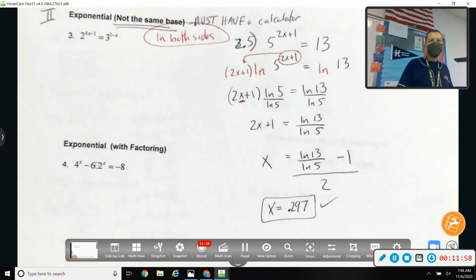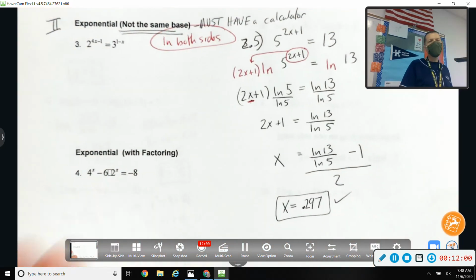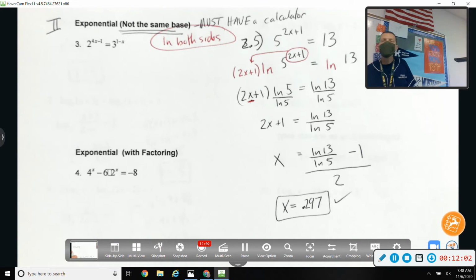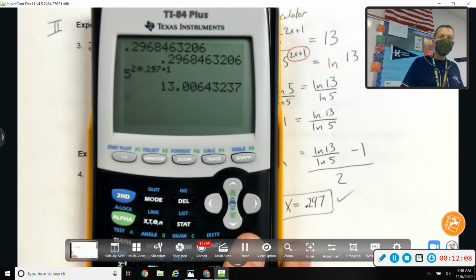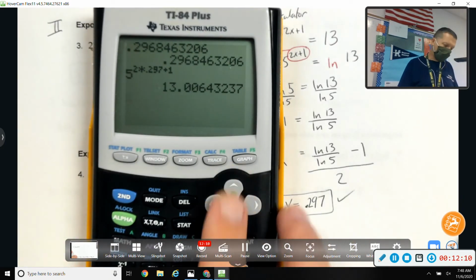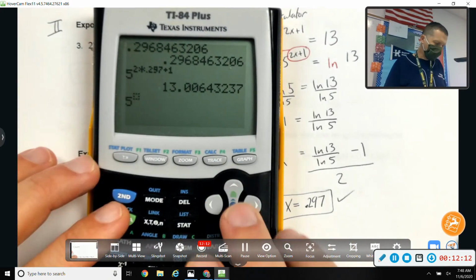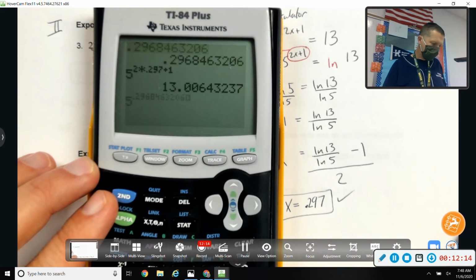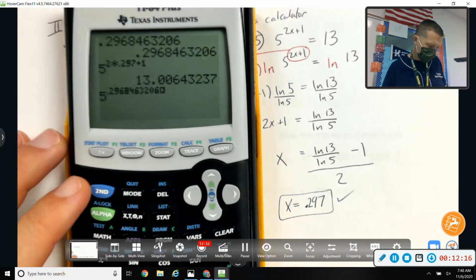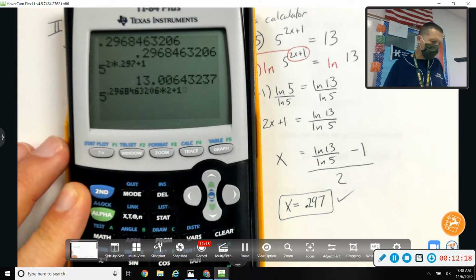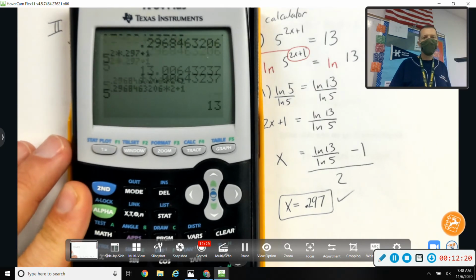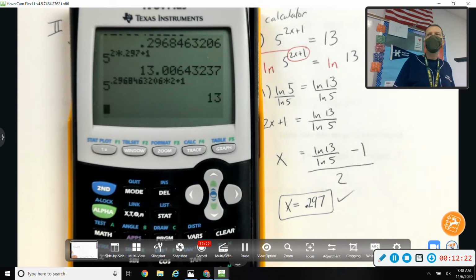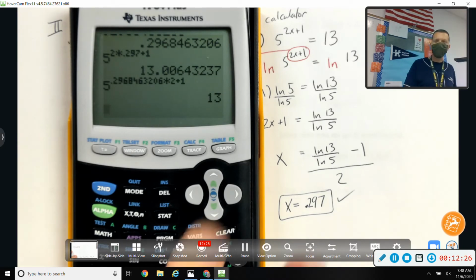So the big thing for Roman numeral 2 is to natural log both sides. Yes. If you use the answer key, or if you could also scroll up there and get it, 5 to that times 2 plus 1, that should be exactly 13. And it is. So if you don't like the rounding thing, you can check it all the way out there if you want to.